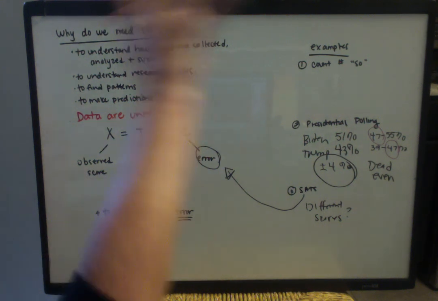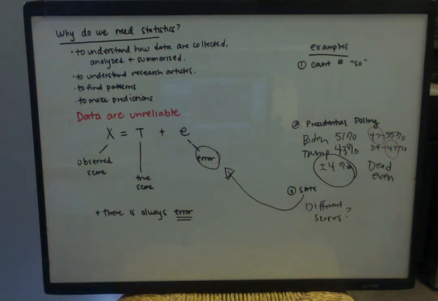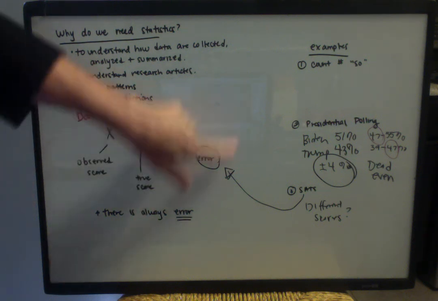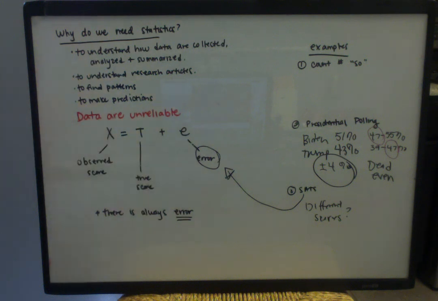All right, so thinking about all this together, the main point of this is to answer this question. Why is it that we need statistics? And the reason that we need statistics is because data are unreliable. What do I mean by that? I mean there is always error in our measurements. Anytime we collect data, there's going to be error in it.